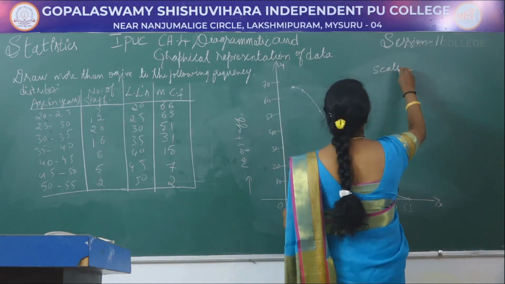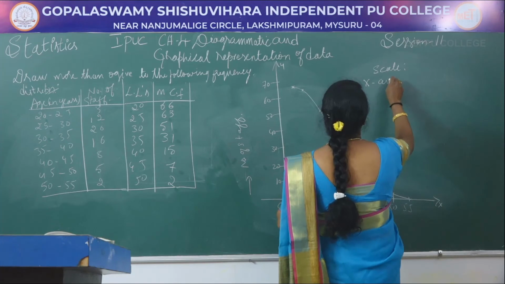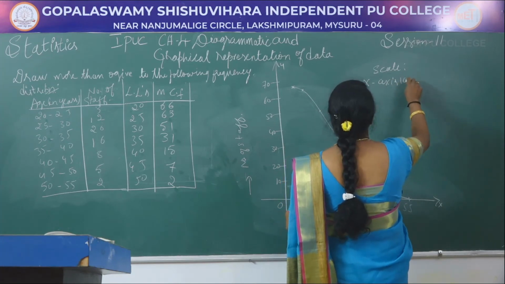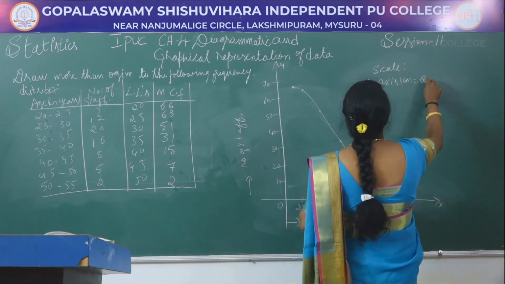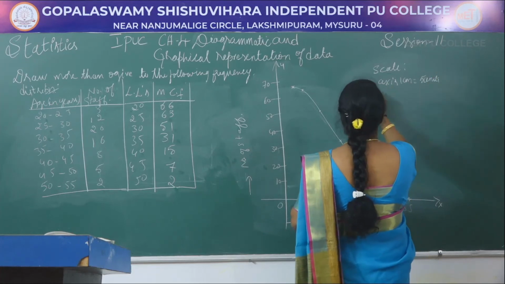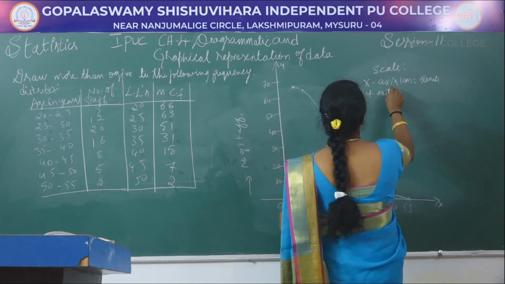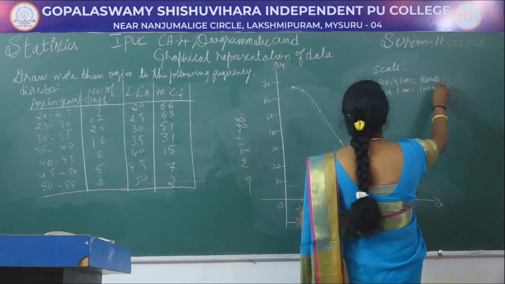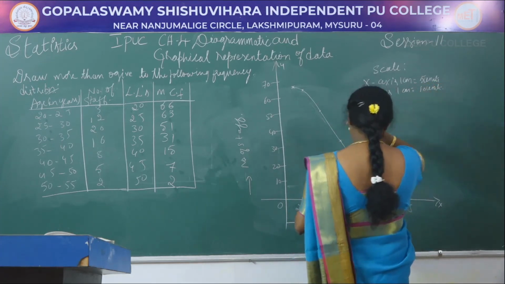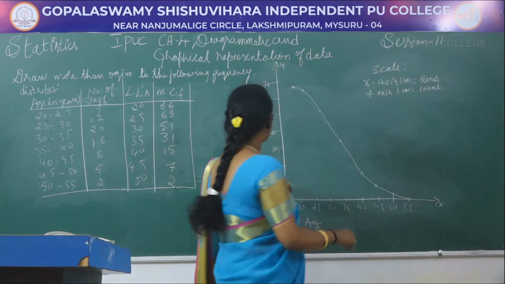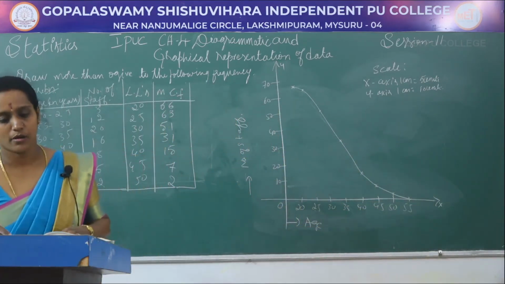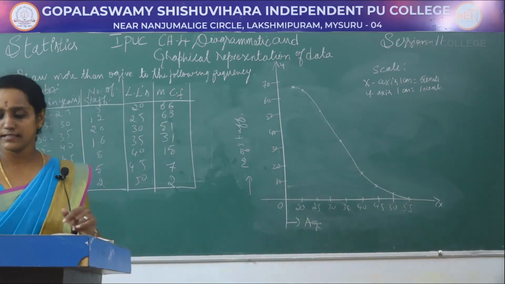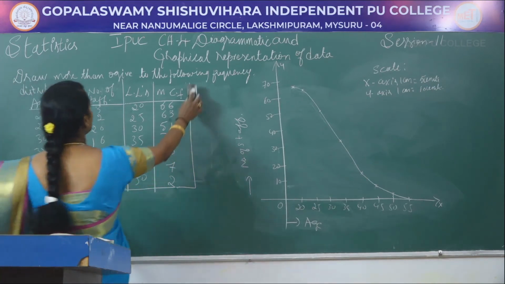Next write down the scale. X-axis 1 centimeter is equal to 5 units. Y-axis 1 centimeter is equal to 10 units. Here it is age, here it is number of staff. Next, let's move on to another one.